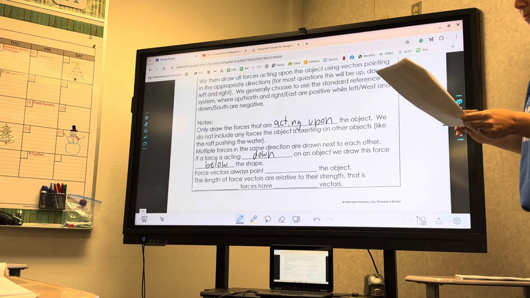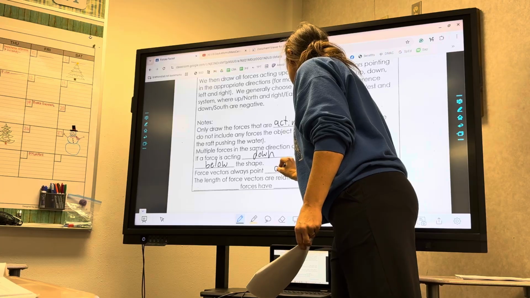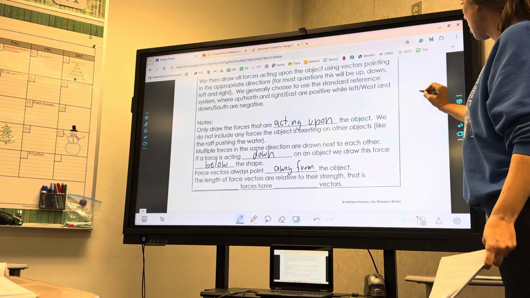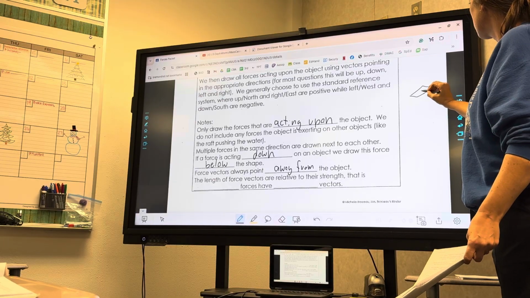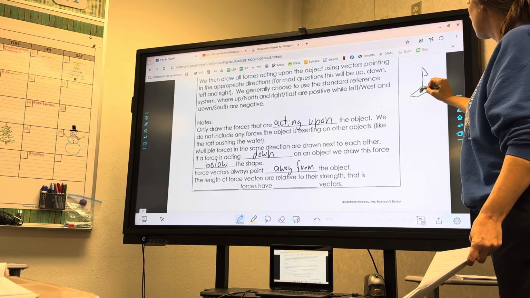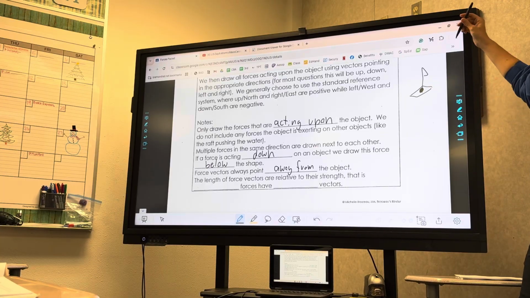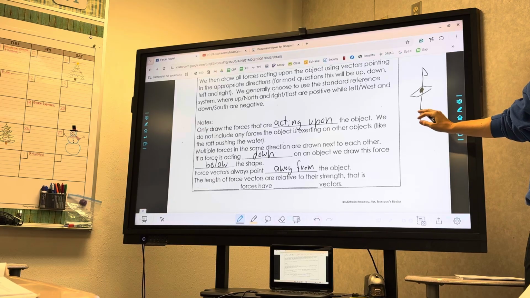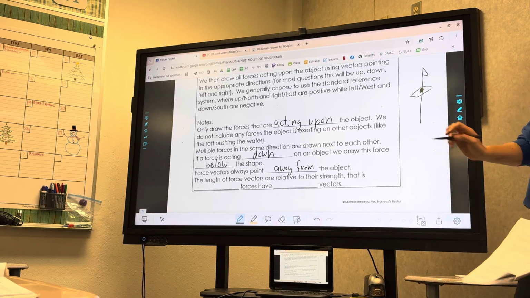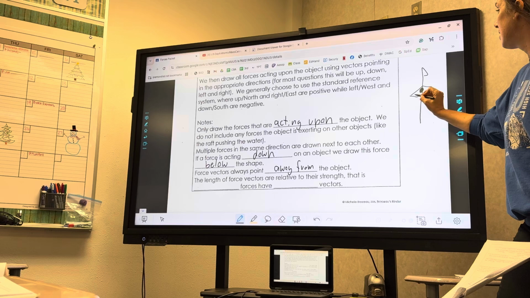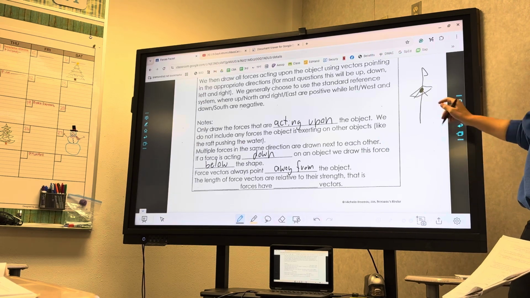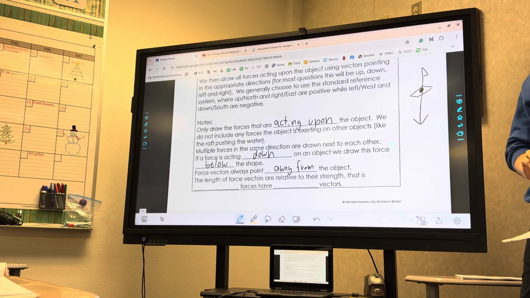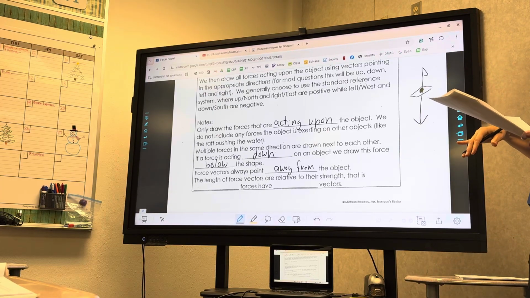Force vectors always point away from the object. So if this was our raft, okay, if I'm drawing gravity downward, what they're saying is if you don't draw an arrowhead, you won't get that point. Some people get confused and they don't know whether to put the arrowhead this way or that way. That's incorrect. This is correct. Okay, so the arrowheads face away from the object.